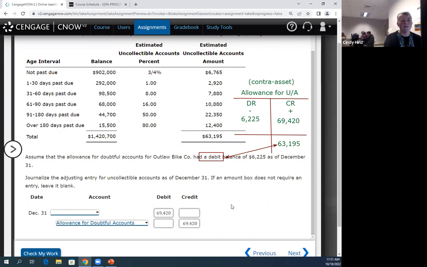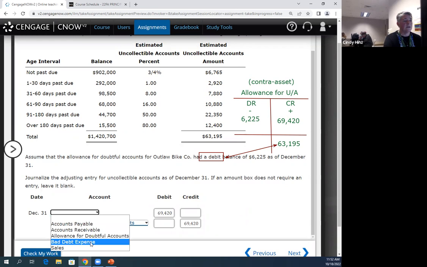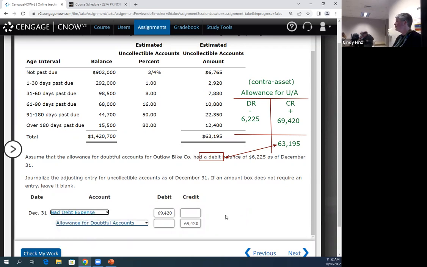Now we know we can't just have a credit without a debit. And remember, the whole point of what we're talking about here is employing the matching principle. If we're going to record the revenues from those credit sales, we have to record the cost or the expenses that go with those. And the expense is bad debt or doubtful accounts or uncollectible accounts.